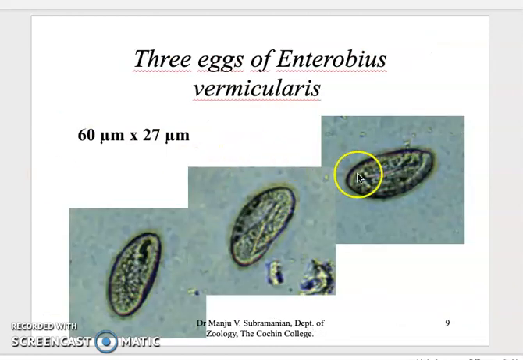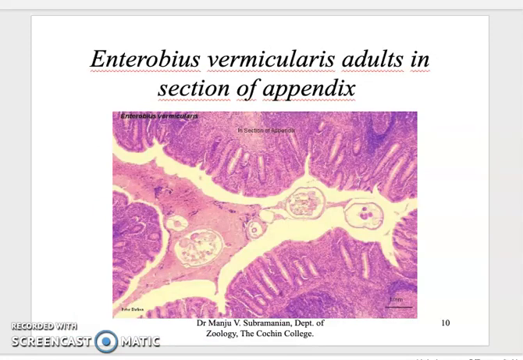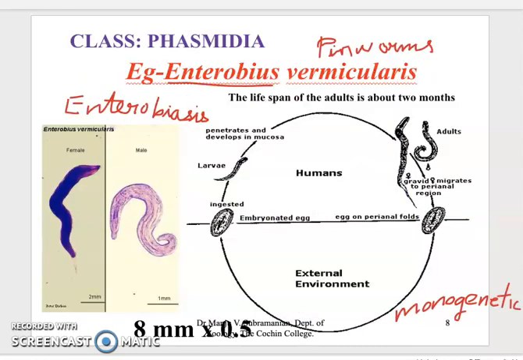So this is the scanning electron microscopic picture of the eggs of this Enterobius vermicularis, and this is in the section of the appendix. If you just observe, you can see these structures, and this shows the presence of Enterobius.